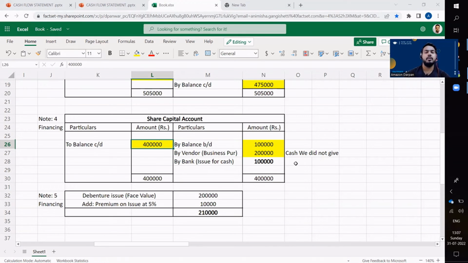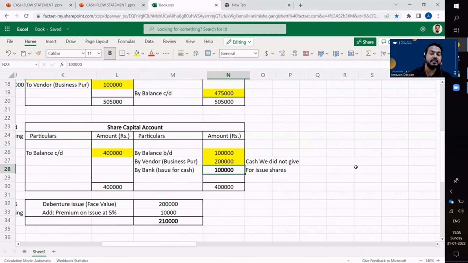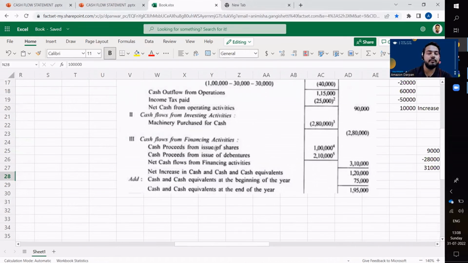Yeah, okay. So I hope you got this point. Like 4 lakh was the balance, and then 1 lakh was the opening balance. 2 lakh rupees of shares we have issued instead of paying for cash. 1 lakh is the amount we received for issue of shares. We issued shares to people, and those people have paid us 1 lakh rupees. That means अपने को पैसा आया है, and whenever there is a cash and bank transaction, we have this thumb rule that it will be included in financing activities. So cash proceeds from issue of shares 1 lakh rupees.